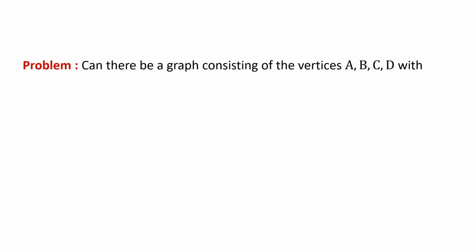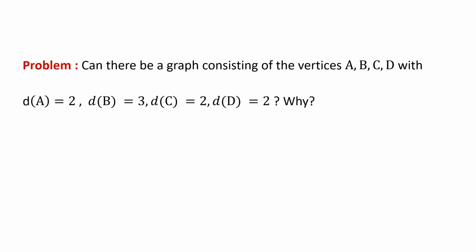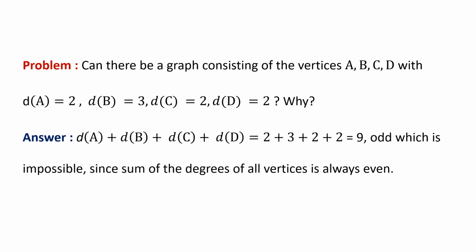Problem: can there be a graph consisting of the vertices A, B, C, D with degrees d of A is 2, d of B is 3, d of C equal to 2, d of D equal to 2? Why? The answer is no, because d of A plus d of B plus d of C plus d of D equals 2 plus 3 plus 2 plus 2, that is equal to 9. 9 is odd, which is impossible since the sum of the degrees of all vertices is always even.